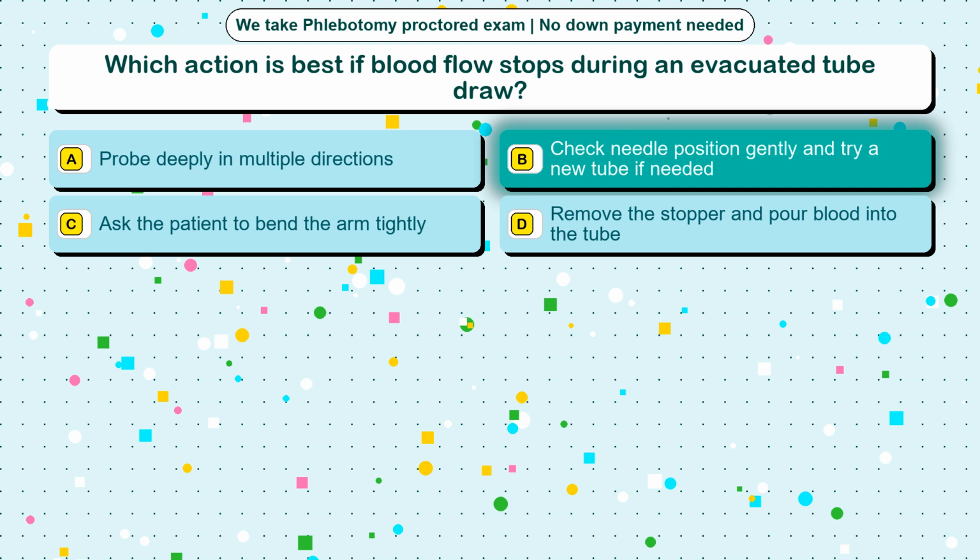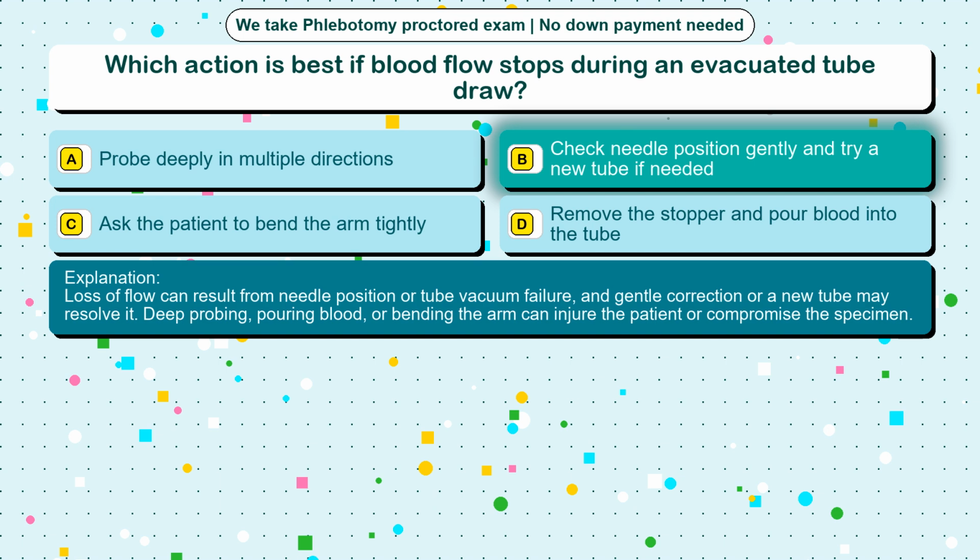The correct answer is option B, check needle position gently and try a new tube if needed. Loss of flow can result from needle position or tube vacuum failure, and gentle correction or a new tube may resolve it. Deep probing, pouring blood, or bending the arm can injure the patient or compromise the specimen.